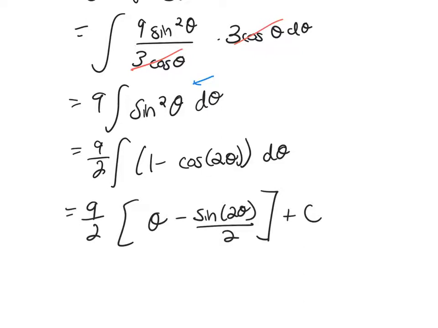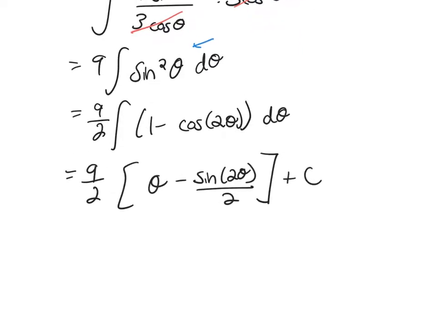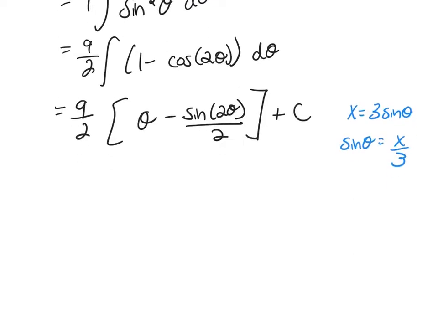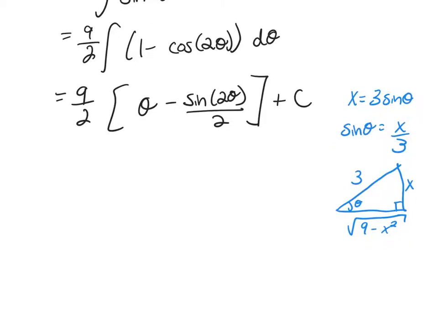Now remember, you've got to put your answer back into x. So to do this, you're going to have to go back to your substitution. What was our substitution here? It was x equals 3 sine theta. So if you solve for sine theta, it would be x over 3. And now we're going to draw our triangle corresponding to theta. Sine is opposite over hypotenuse, so this missing side length would be the square root of 9 minus x squared. Again, that square root matches our square root in our integral.